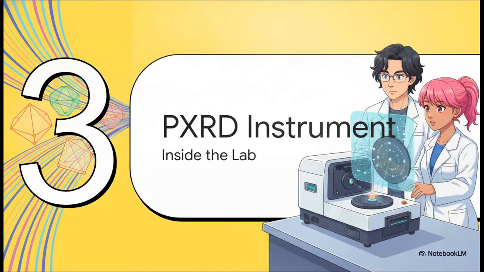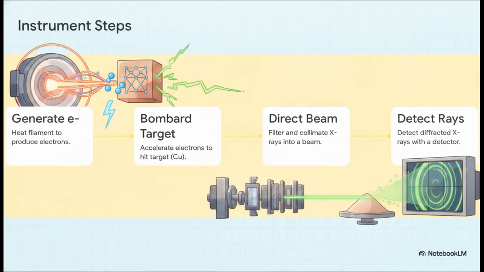All right, let's move on to part 3, the PXRD instrument itself. We've got the wave physics down, we get the geometry. Now let's jump from the theory into the engineering reality. How do we actually pull this off in the lab? The journey of an X-ray through a modern diffractometer basically happens in 4 main steps.